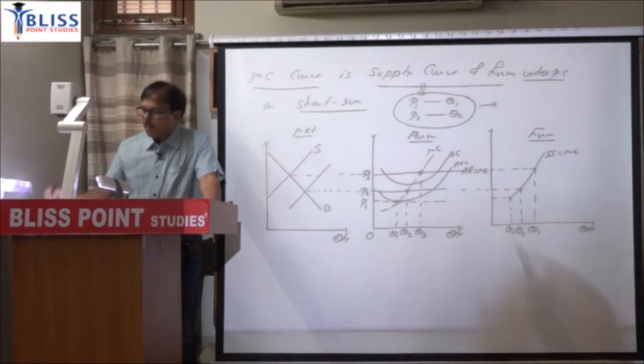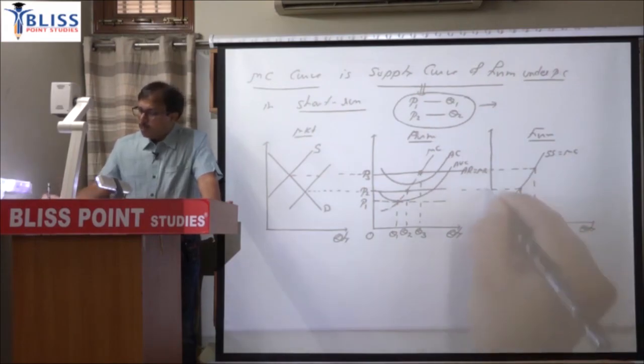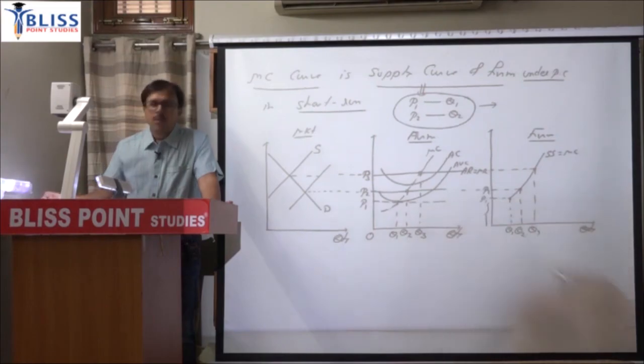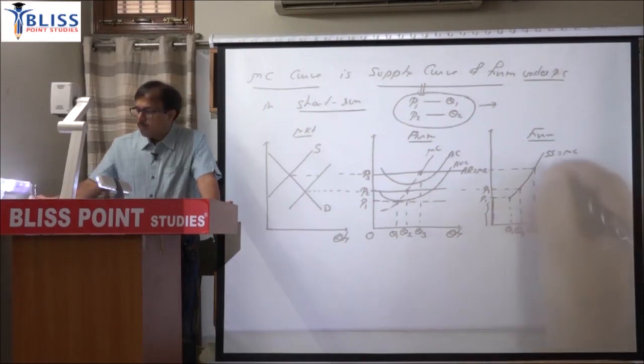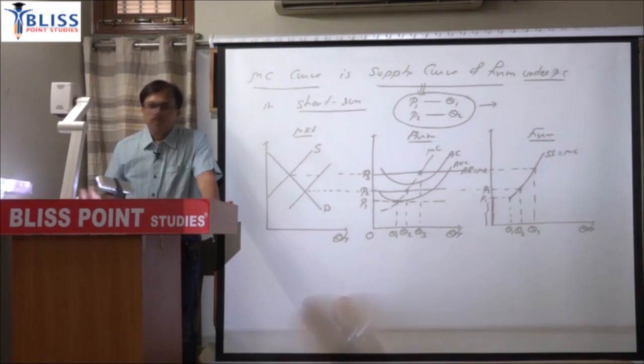If you want to draw the supply curve, this was P3, this was P2, this is P1. Any price below P1 there will be no supply. No supply means quantity will be 0. So you can mark it as coinciding with the vertical axis. This part, and after that this part, will be the supply curve.